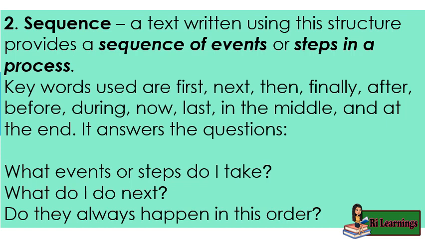Two. Sequence. A text written using this structure provides a sequence of events or steps in a process. Keywords used are first, next, then, finally, after, before, during, now, last, in the middle, and at the end. It answers the questions. What events or steps do I take? What do I do next? Do they always happen in this order?